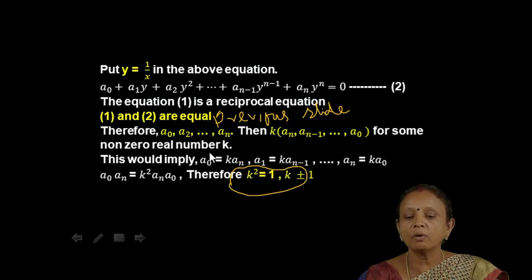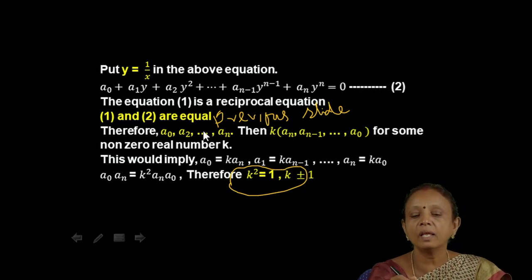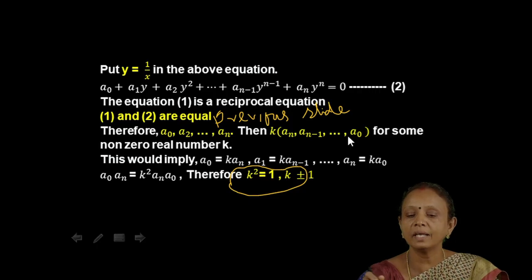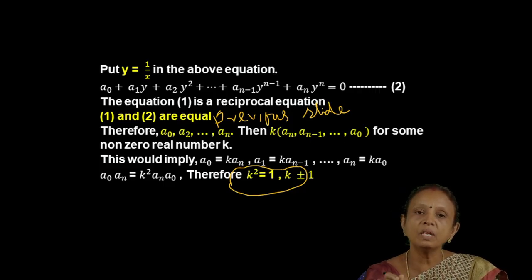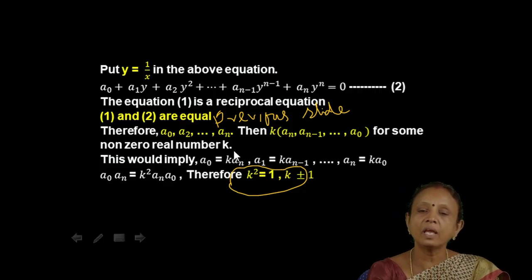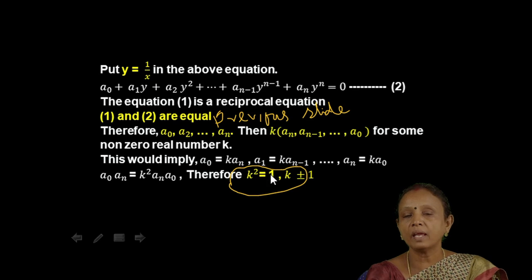Therefore a naught, a1, a2, etc., an. So what is to be multiplied? For some non-zero real number k it will come. This would imply a naught is equal to k into an, and a1 is equal to k into a n minus 1, etc., an is equal to k a naught. And finally a naught an is equal to k square an a naught.